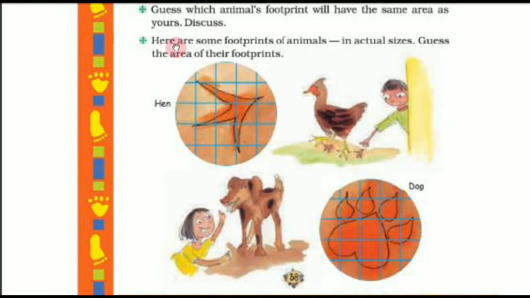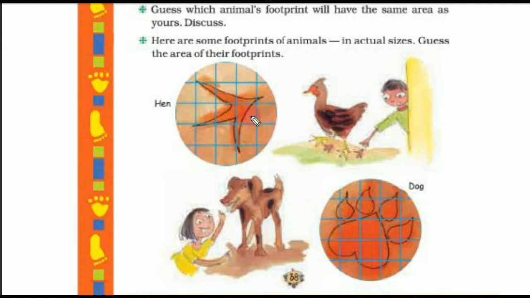Yes, the footprint of a monkey may be similar in area to my footprint. Here are some footprints of animals in actual sizes. Guess the area of their footprints. Can you guess the approximate area of the hen's footprint? Yes, the area of the hen's footprint is 3 square centimeter.